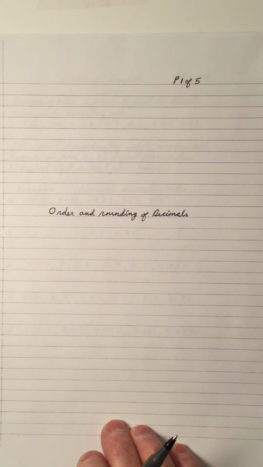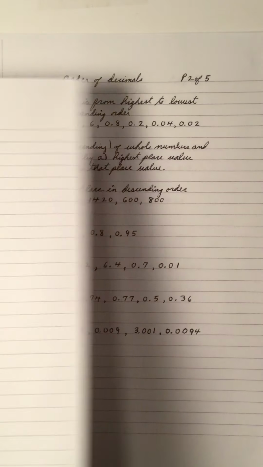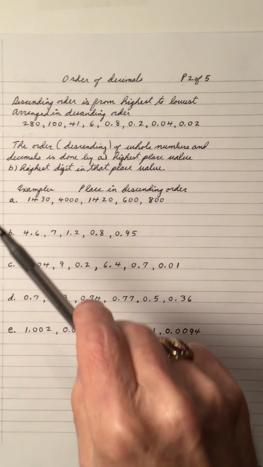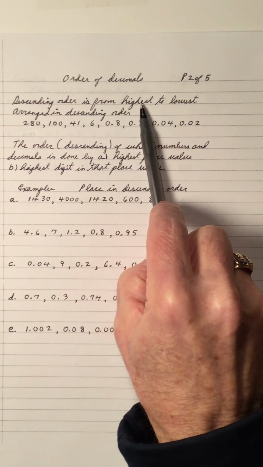Hi, welcome to my video on the order and rounding of decimals. The order that we're going to do it is the descending order, which is from highest to lowest.